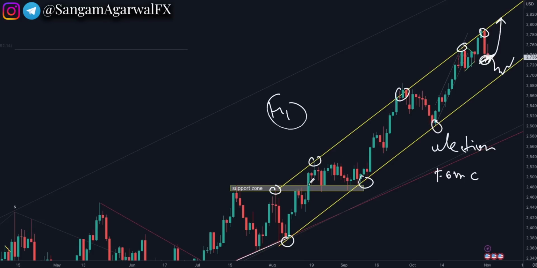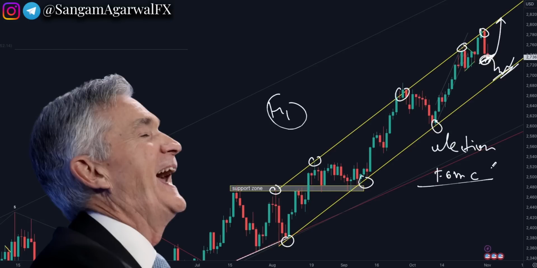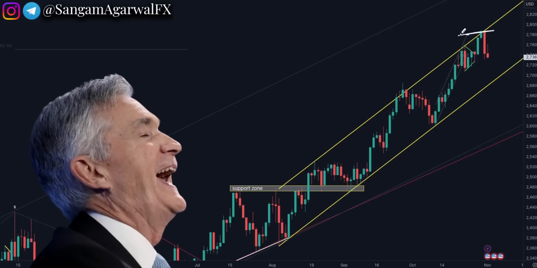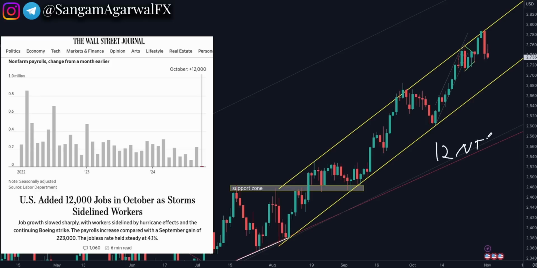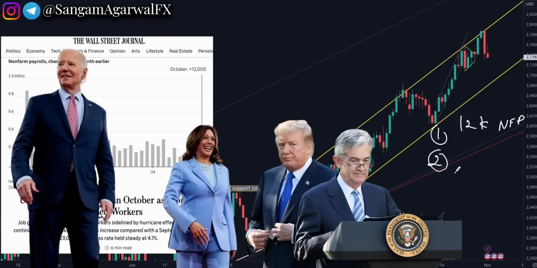On intraday H1 you will buy, but not on a breakout of the lower trend line until I see the FOMC speech, because I am expecting a big shocking change in their tone after the election. You cannot say this was a trend reversal or that the lower trend line will break out, but it is the combined effect of everything: last week's 12k NFP and clarity on who will be the next president, Kamala or Trump.